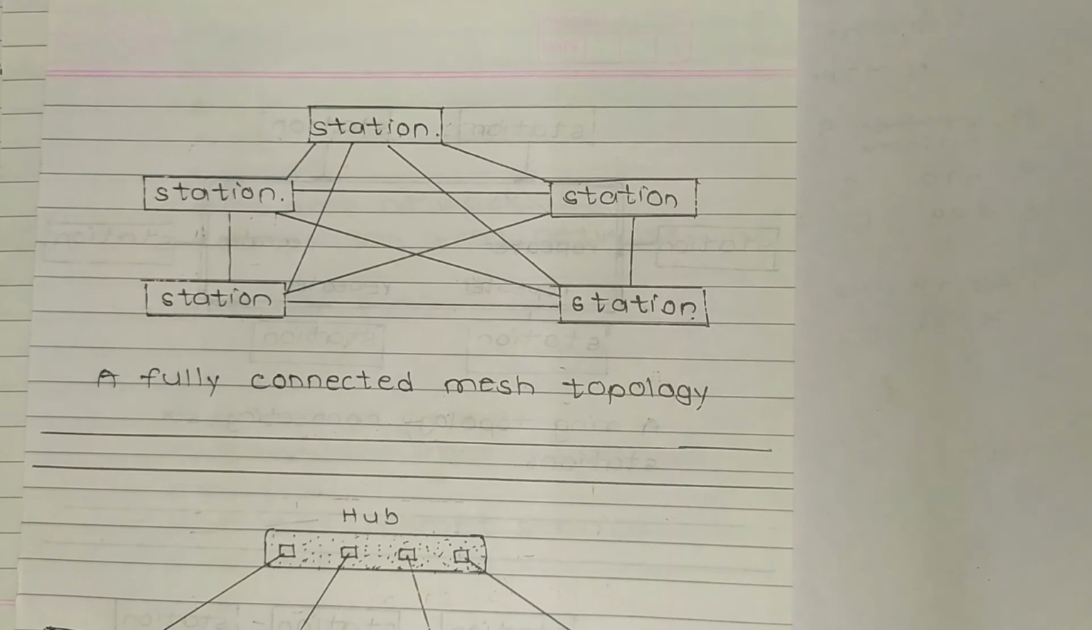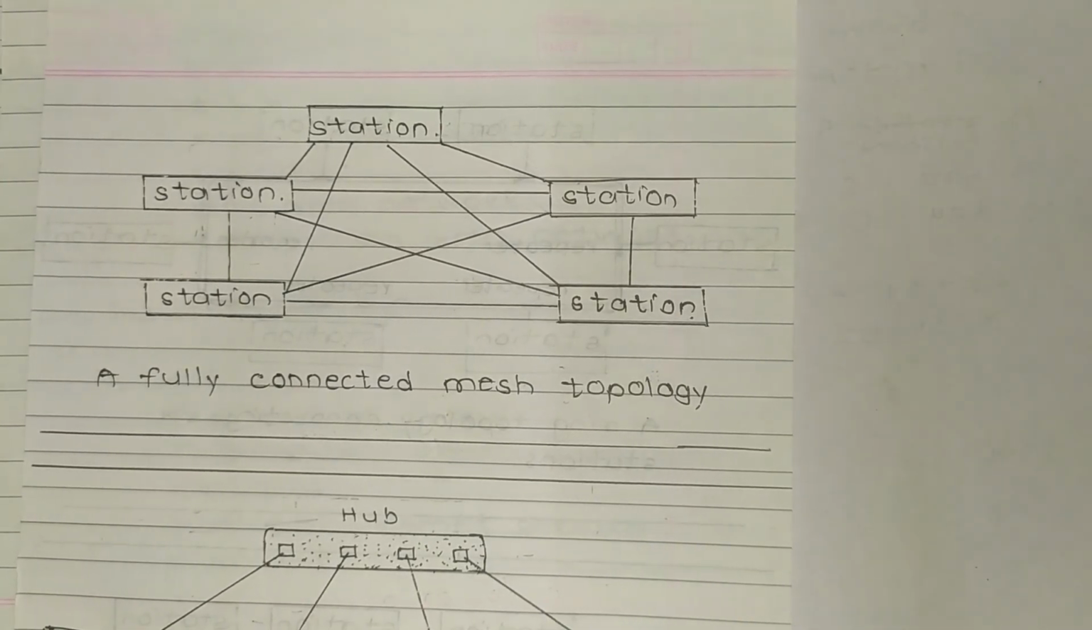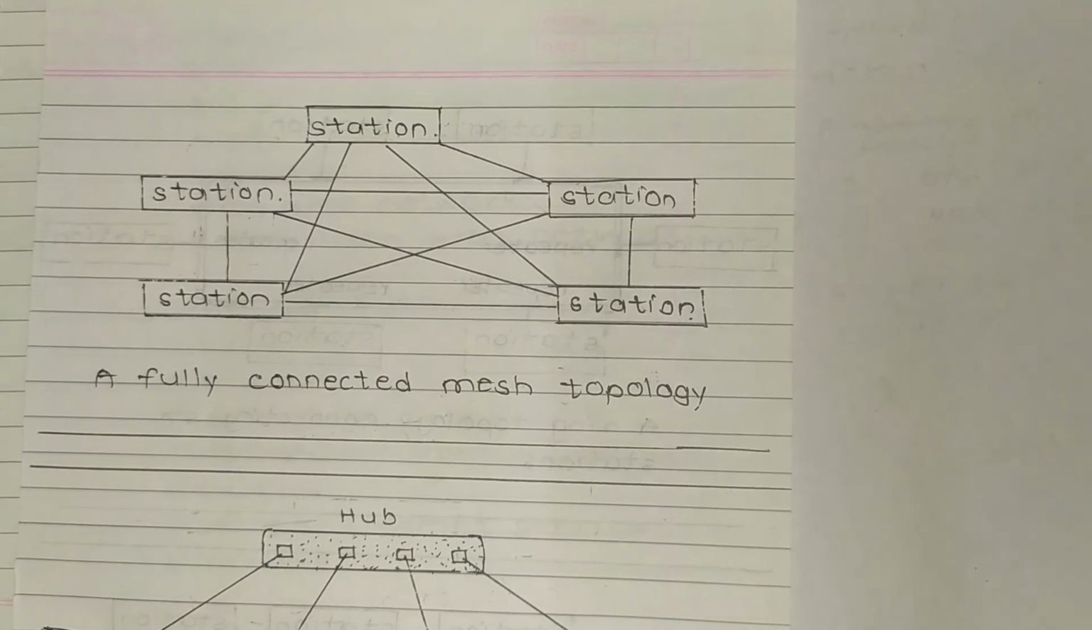Finally, the hardware required to connect each IO port can be prohibitively expensive. That means this is a disadvantage, that this kind of topology, that is mesh topology, is expensive. So there are several advantages and disadvantages in a fully connected mesh topology.